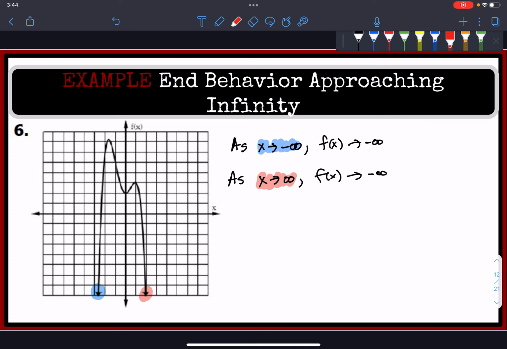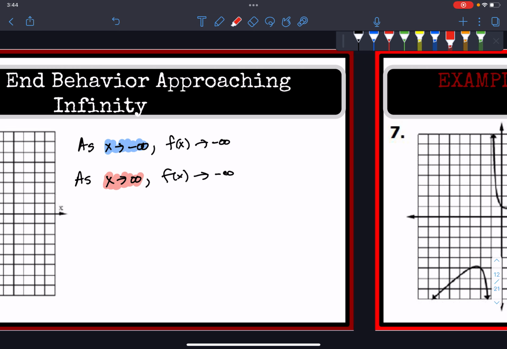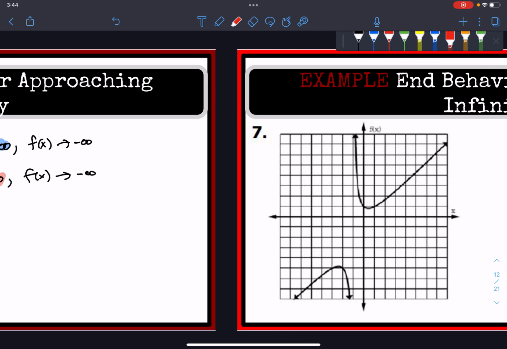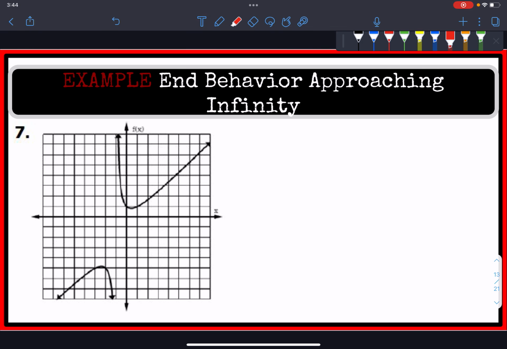Now, a graph doesn't necessarily have to behave like this towards the ends. It could behave in a way that instead of approaching infinity, it approaches a specific value. And we'll get into that one right now. Let me do one more example of this.